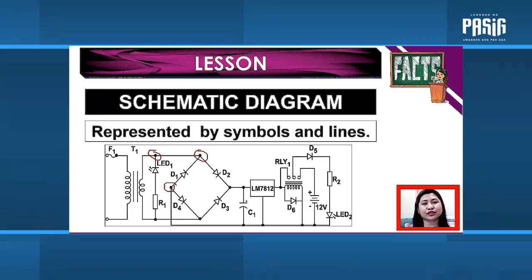So if you are going to do troubleshooting, you can refer to this type of diagram because the polarities of the components are exactly given here. Unlike the block diagram, it cannot be used for troubleshooting because it only shows the process on where the voltage starts and where it ends.